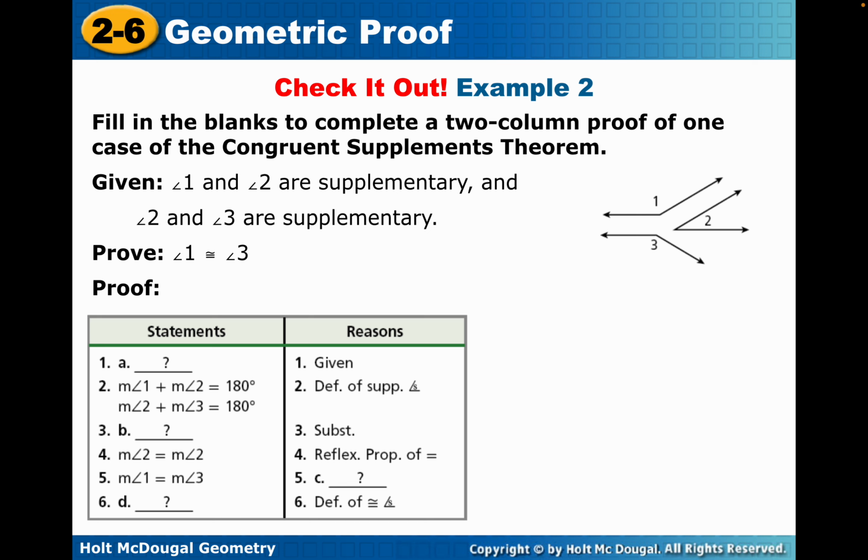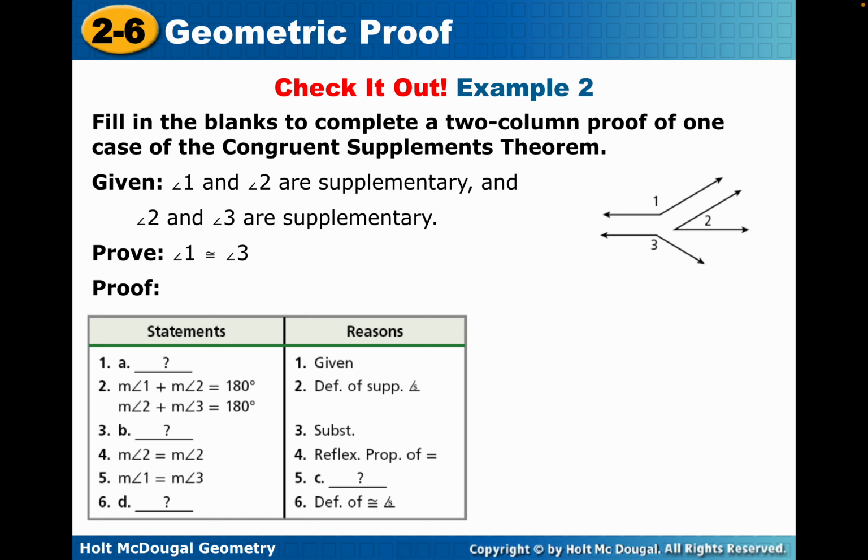Okay, now we're going to go into one that's a little bigger. This is what I want you to write down. Write down the given and the prove, and then I will zoom in on the box. Write down that given. So in your box up here, have the word given and have the word prove.